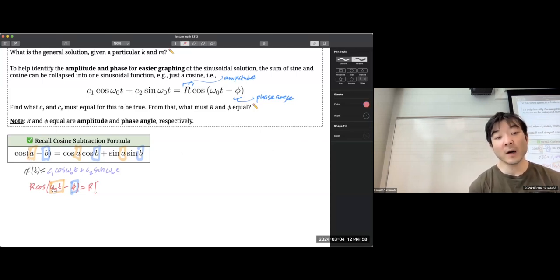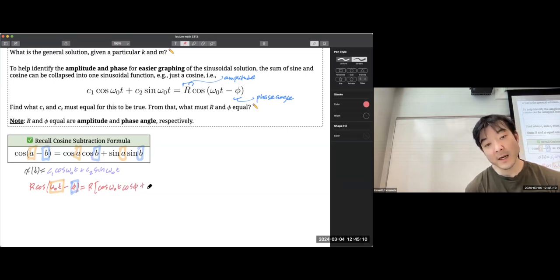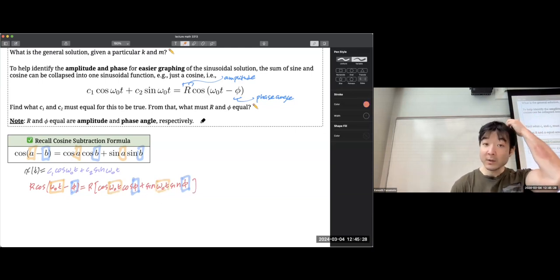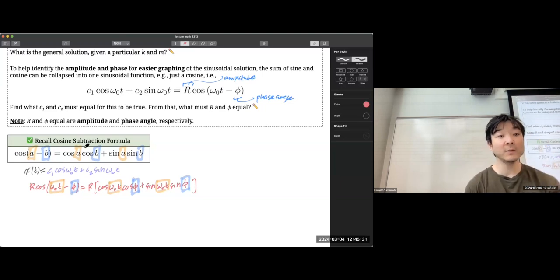So if our orange is now this, that means that we have cosine of omega naught t times cosine of phi plus sine of omega naught t sine of phi. And I'll use the colors. This is blue, this is blue. This is orange, this is orange. All I did was take this right-hand side and expand it using the cosine subtraction formula.